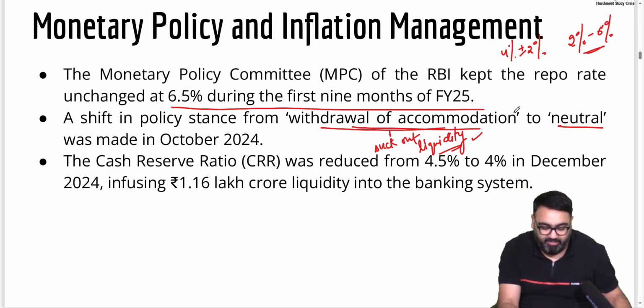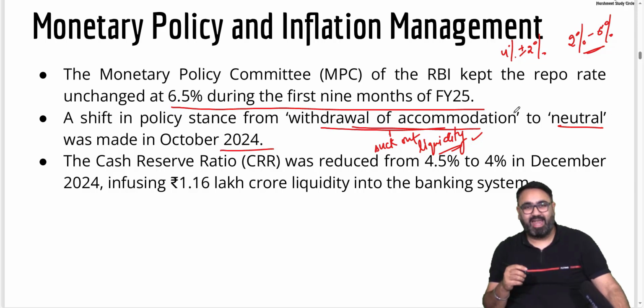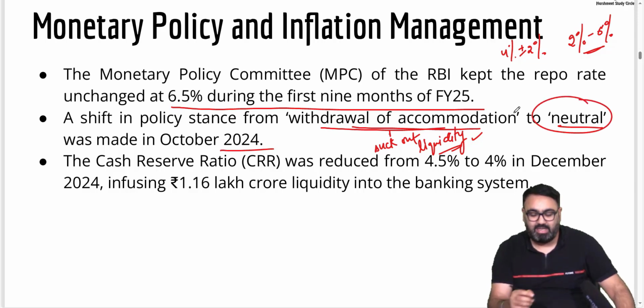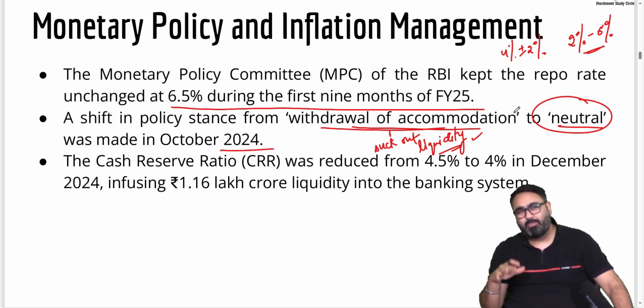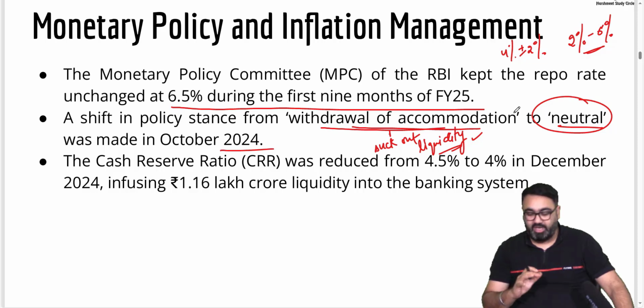In October 2024, finally RBI changed its stand and became neutral. Neutral means not deliberately trying to withdraw money from the market and not pushing money into the market, maintaining a neutral stand altogether. This is called having a neutral approach. So RBI changed its approach from withdrawal of accommodation to neutral in October 2024.